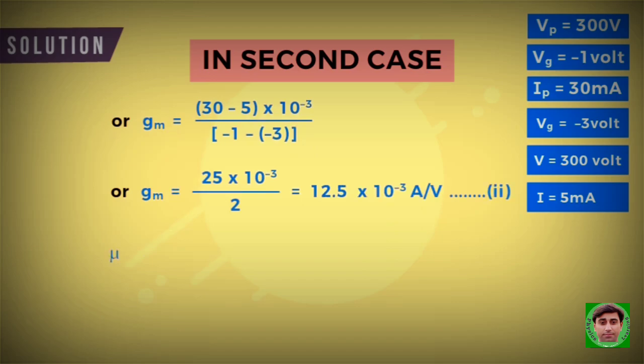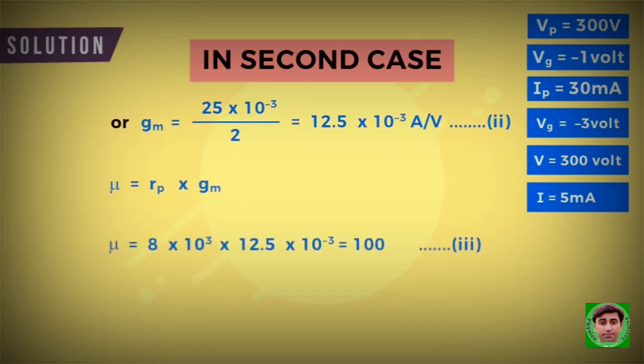Finally, we know that the amplification factor is equal to plate resistance into transconductance. Thus, we get μ equal to 100.